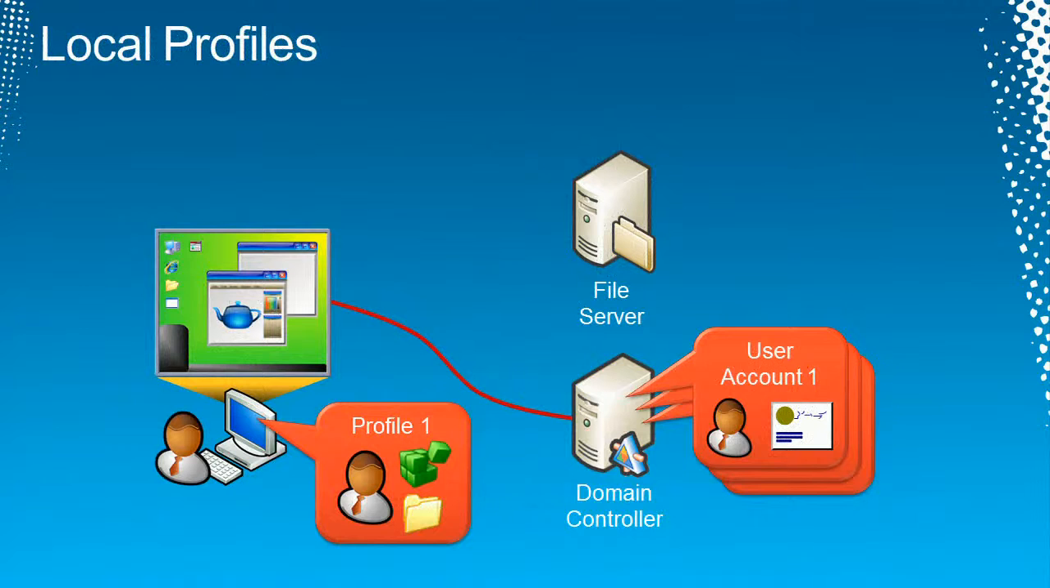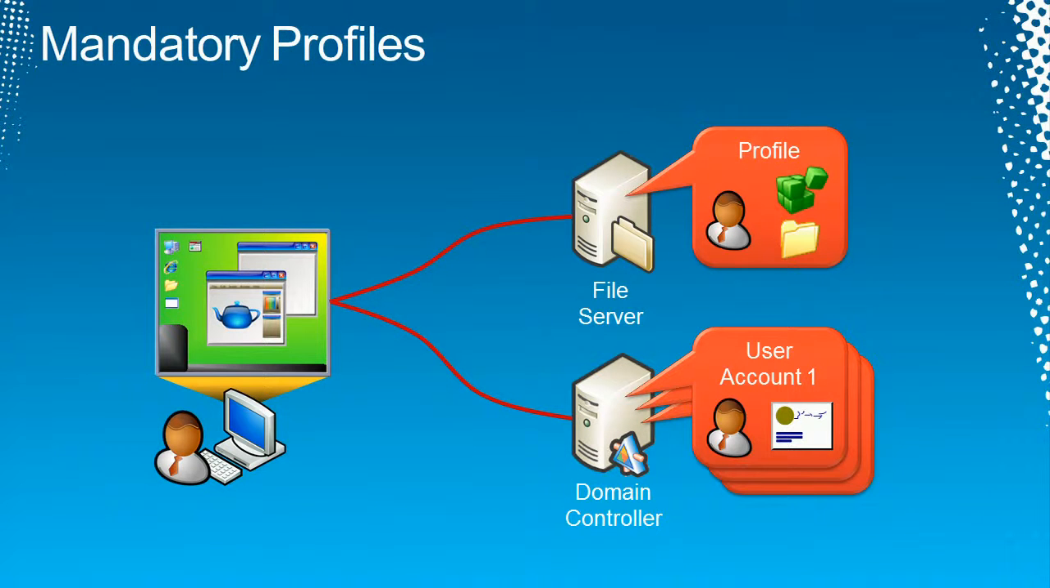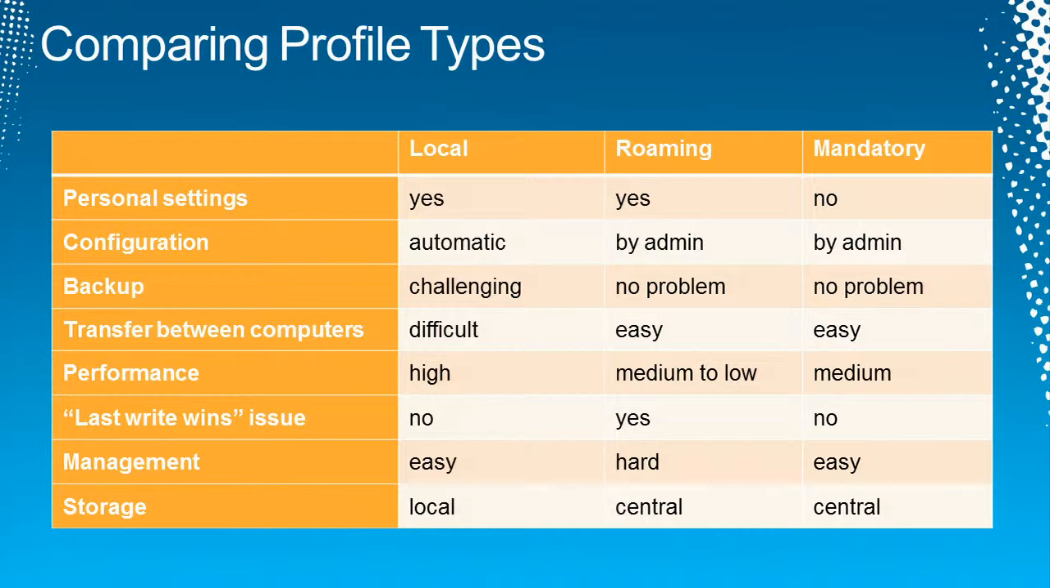And as I said before, we have local profiles where all the information for the user settings is stored on the local machine. We have roaming profiles where we store all these settings on a file server. And we do the configuration on a domain controller, typically in Active Directory. And we have mandatory profiles where we only store one profile and we apply it to all users that log on. So all changes that the users make are discarded at log off. Now the question is, what is the best way to deal with profiles?